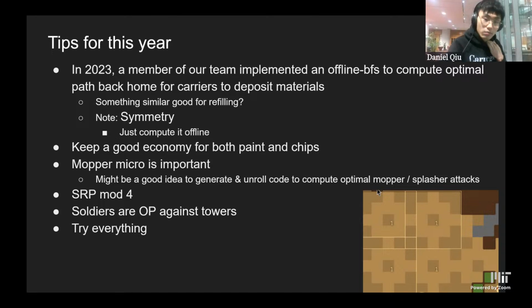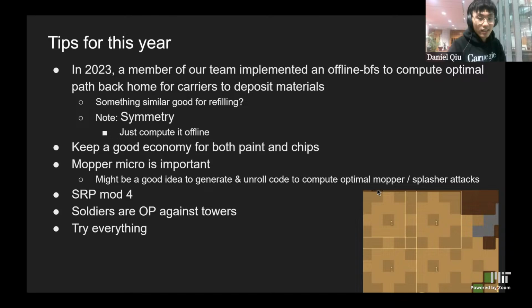And then another tip is keep a good economy for both paint and chips. Mopper micro is pretty important, I think, this year. So it might be a good idea to unroll code for Mopper and Splasher attacks. Not saying whether we do that or not, but yeah.